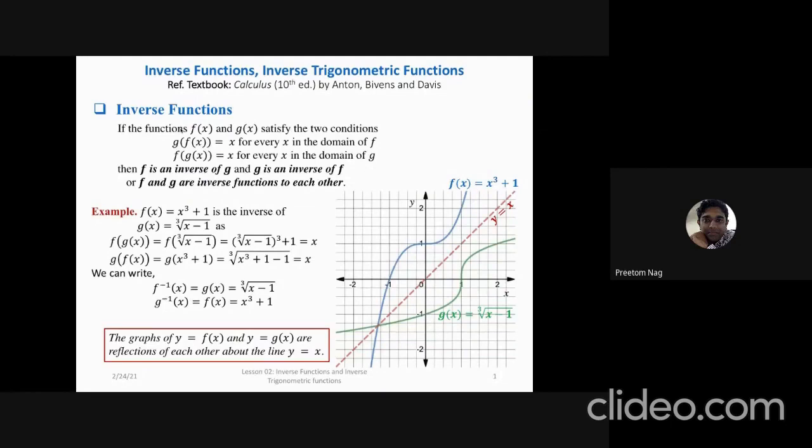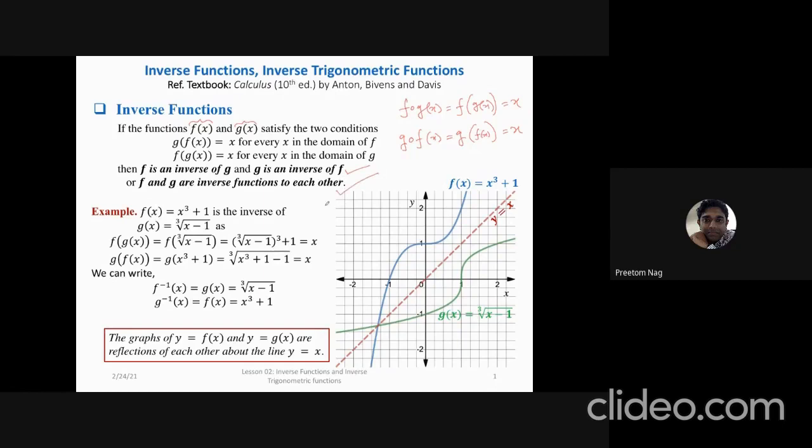If you are given two functions, f(x) and g(x), and you want to claim that two functions are inverse to each other, you have to verify mathematically that f∘g(x), the composition between f and g of x, should equal x, or g of f(x), the composition between g and f of x, should also produce x. In that case we can say f is an inverse of g and g is an inverse of f, or f and g are inverse functions to each other.